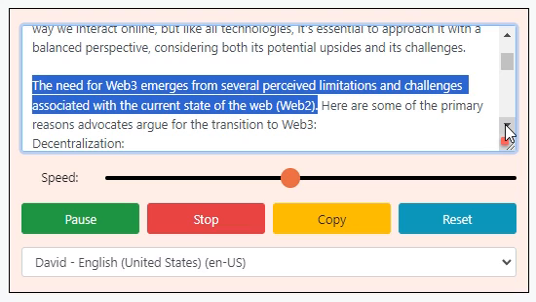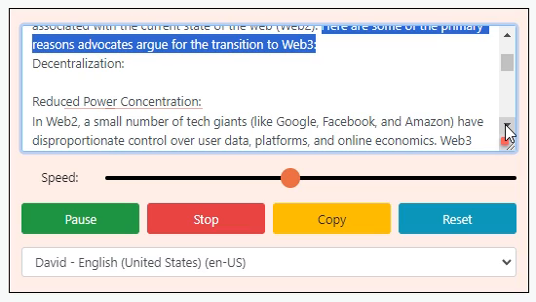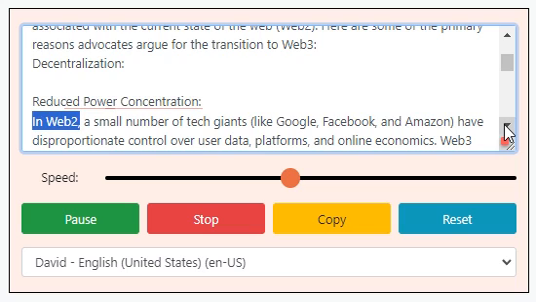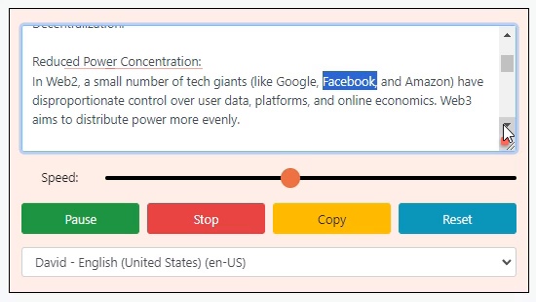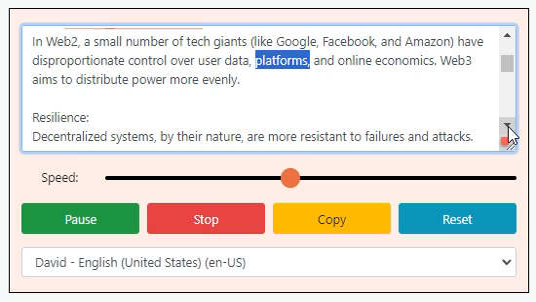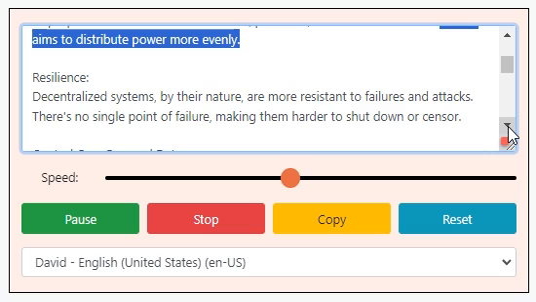challenges. The need for Web3 emerges from several perceived limitations and challenges associated with the current state of the web, Web 2. Here are some of the primary reasons advocates argue for the transition to Web3. Decentralization. Reduced power concentration. In Web 2, a small number of tech giants, like Google, Facebook, and Amazon, have disproportionate control over user data, platforms, and online economics. Web3 aims to distribute power more evenly.